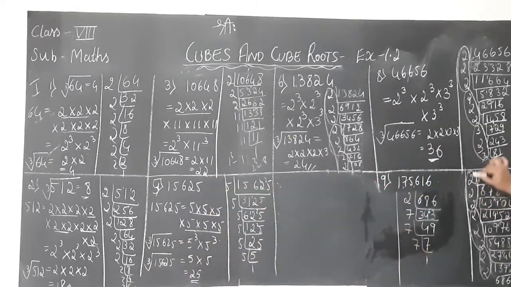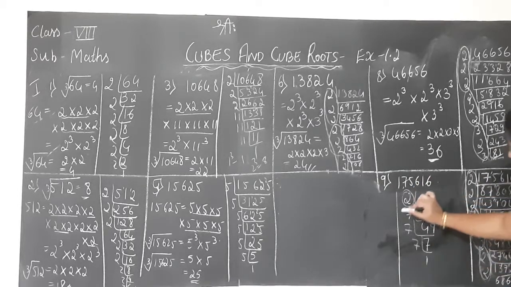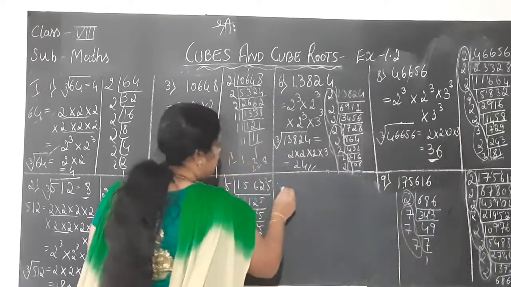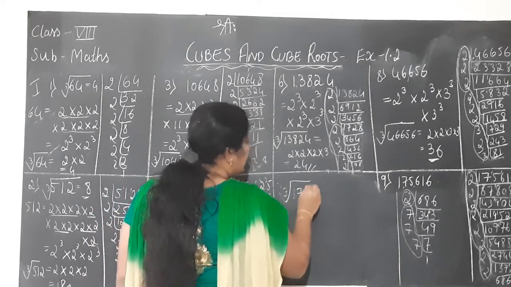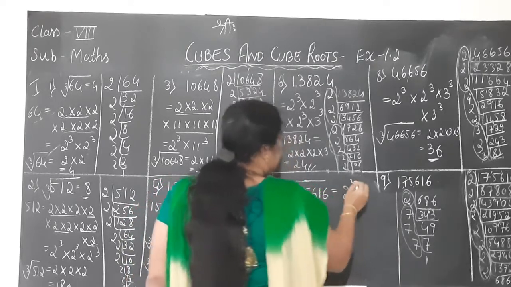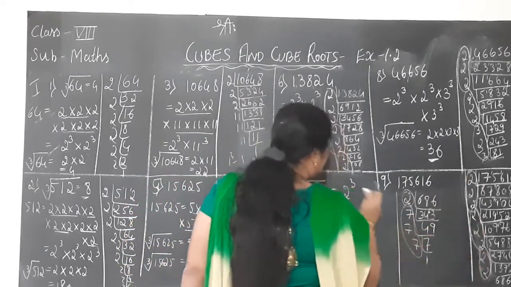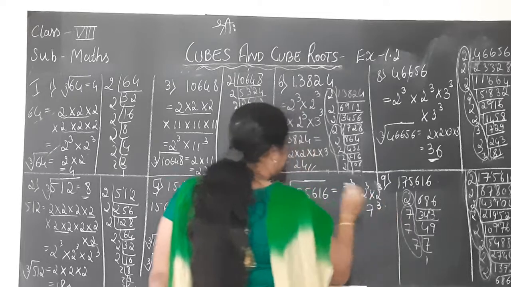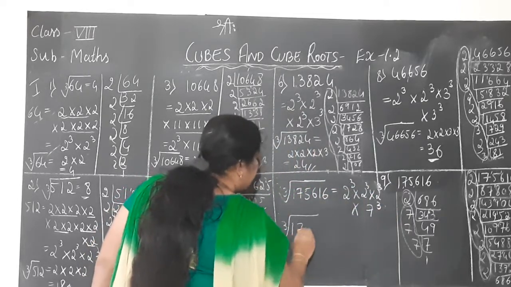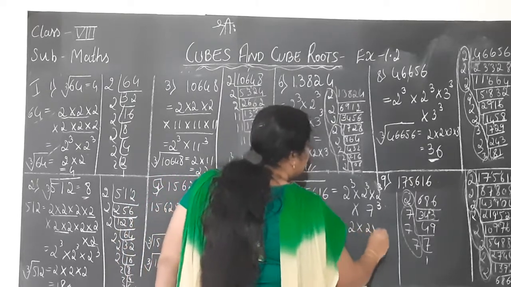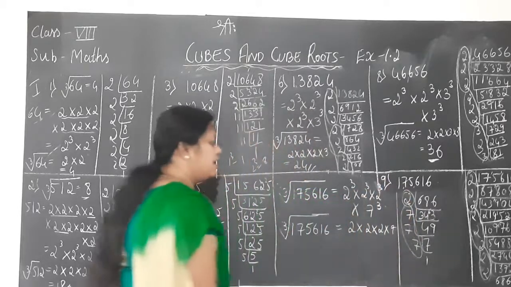Let us group. First a pair of three 2s, another pair of three 2s, and the last is three 7s. Three times we got. Therefore children, cube root of 1,75,616 is equal to 2 cube, the first pair, and there are two more pairs, so into 2 cube, lastly into 7 cube. So the last step will be cube root of 1,75,616 is simply 2 into 2 into 2 into 7.